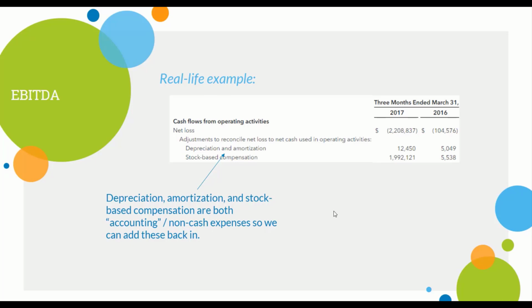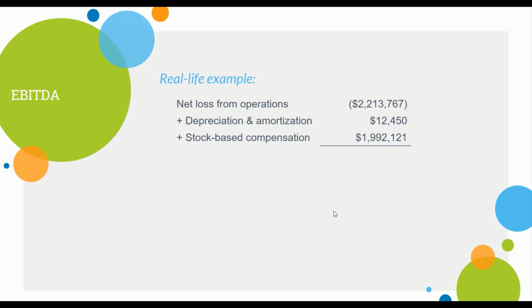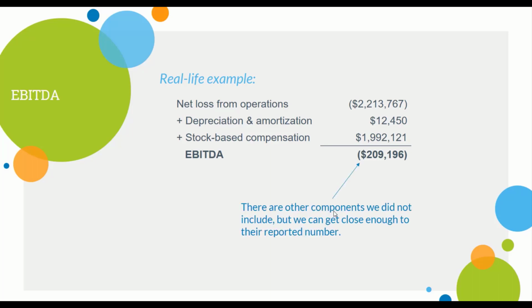They were non-cash items. They weren't really expenses if you want to think about it that way. So what we're going to do is we take the net loss of $2.213 billion. We add back in depreciation and amortization. We then add back the $1.9 billion of stock-based compensation to get us to EBITDA of $209 million. Well, I guess negative $209 million. Now, there are other components that they use to get to EBITDA that I don't want to go through all the little nitty gritty, but those are the big items. And we're close enough, right? We're off by $10-20 million. And when we're dealing with billions of dollars, if we're off by $20 million, it's kind of like a rounding error. We don't really care about that.